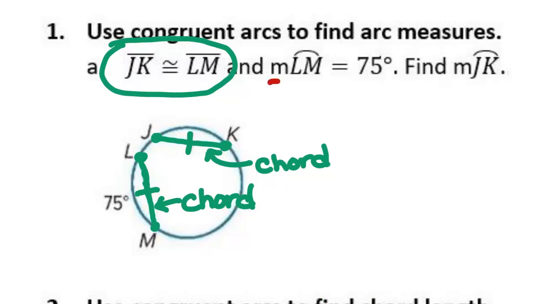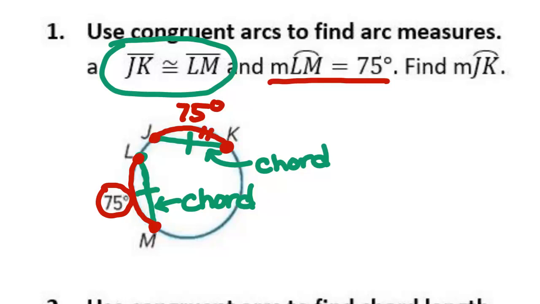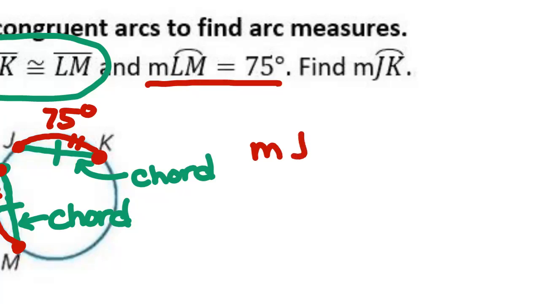And then it also goes on to tell me that arc LM, this is arc LM, is 75 degrees. Well, if arc LM is 75 degrees, and chord LM is congruent to chord JK, then how big would arc JK have to be? Has to be 75 degrees, yes. This arc is congruent to this arc. So the measurement of arc JK is 75 degrees.